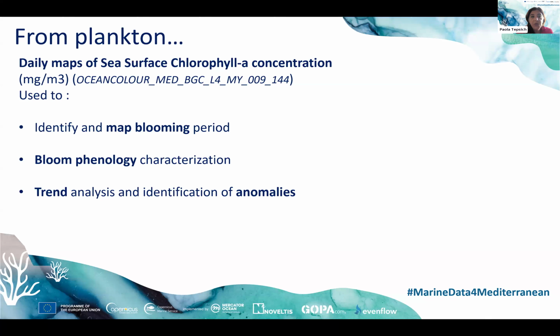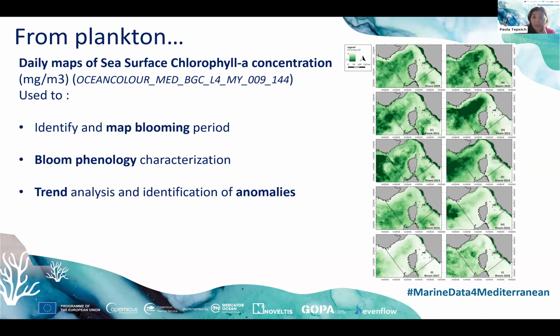So basically, we used the daily maps of sea surface chlorophyll concentration downloaded from the Copernicus Marine Services to identify and map the blooming period, and it's already very visible how a strong interannual variability in the strength and displacement of the bloom is occurring in the region.